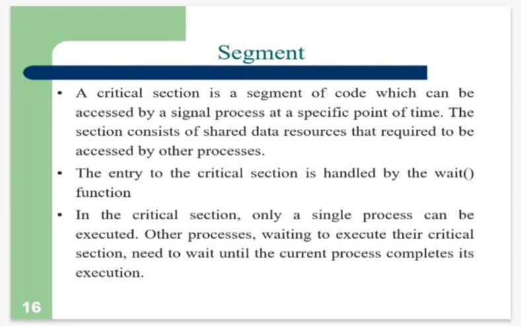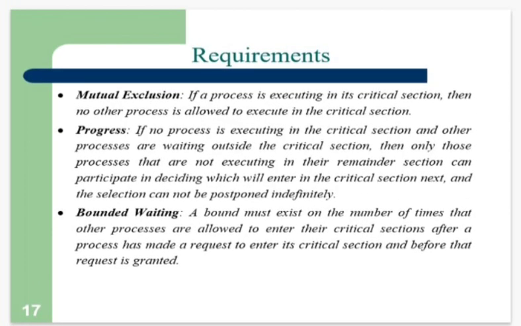The critical section problem is used to design a set of protocols which can ensure that the race condition among the processes will never arise. In order to synchronize cooperative processes, our main task is to solve the critical section problem. We need to provide a solution in such a way that only a single process is in the critical section. Now let us talk about the requirements. There are three requirements: mutual exclusion, progress, and bounded waiting.